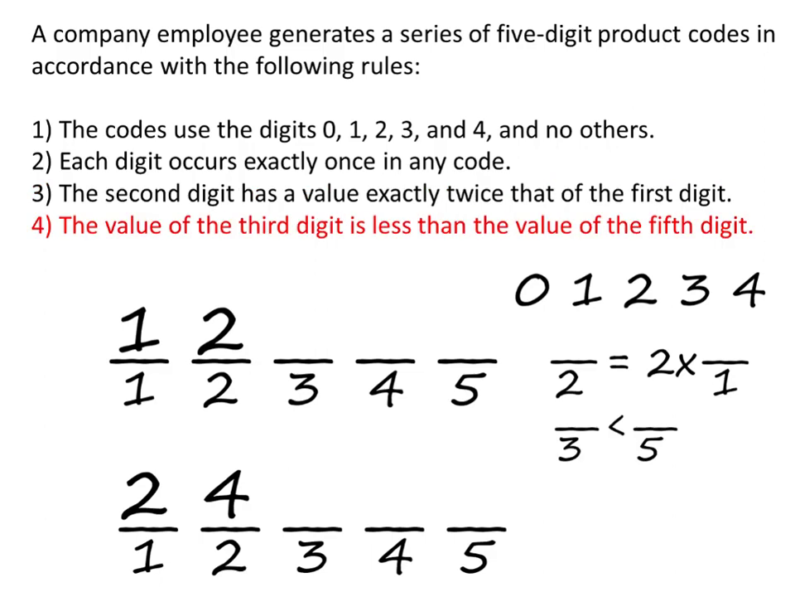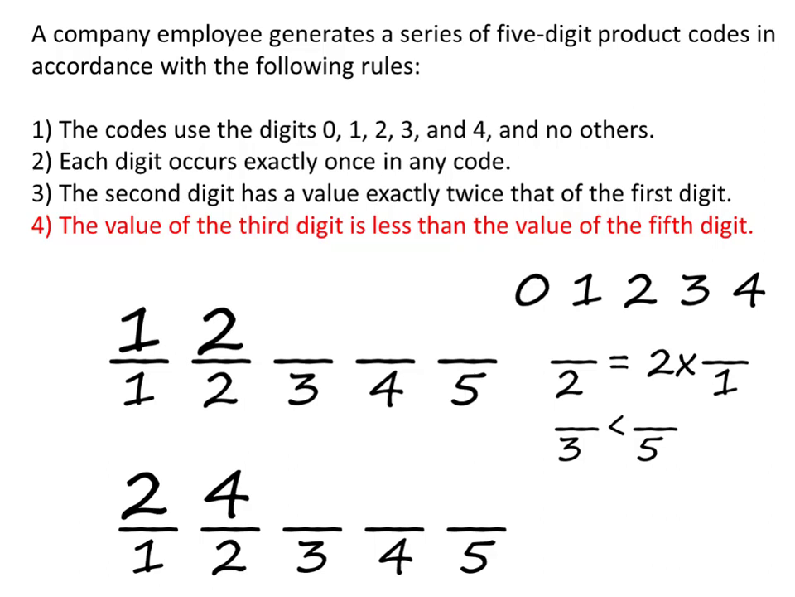And the fourth rule is that the value of the third digit has to be less than the value of the fifth. So think about it one at a time. In the top sketch, we've already used our 1 and 2, so we have a 0, 3, and 4 left. In the bottom sketch, we've already used our 2 and 4, so we have a 0, 1, and 3 left.